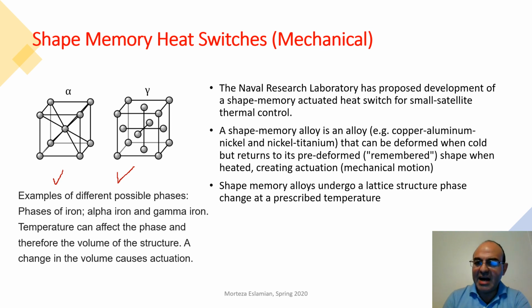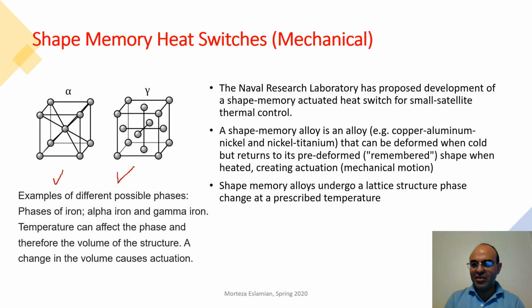So the Naval Research Lab has proposed development of a shape memory actuated heat switch for a small satellite thermal control. A shape memory alloy, such as copper, aluminum, nickel, and nickel titanium, can be deformed when cold but returns to the pre-deformed, remembered shape when heated. So creating actuation. And this actuation is actually repeatable and it is reversible. So this can occur many times because it's a linear process.